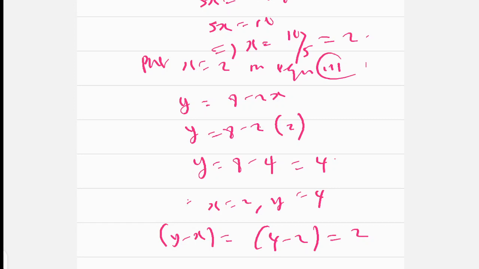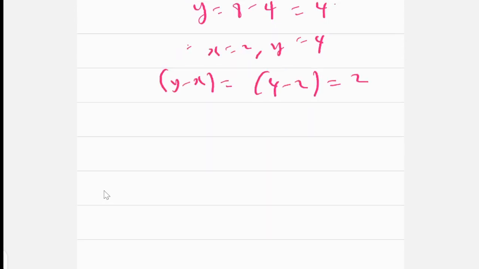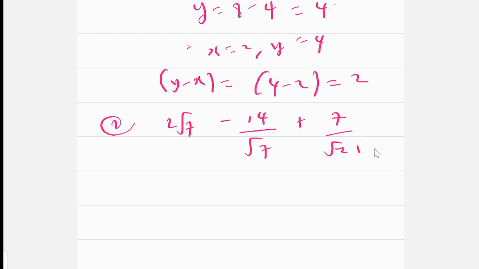Okay, now another question. I think this one is on surds. This question is on surds. Question 2. You have 2 root 7 minus 14 divided by root 7 plus 7 divided by root 21. I hope you understand now. So, okay, let me write the options. The first option, we have root 21 over 21, 7 root 21 over 21.